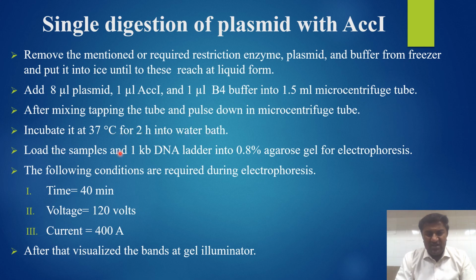Load the samples and 1 kb DNA ladder into 0.8% agarose gel for electrophoresis. The following conditions are required during electrophoresis: time 40 minutes, voltage 120 volts, current 400 amperes. After that, visualize the bands at the gel illuminator.